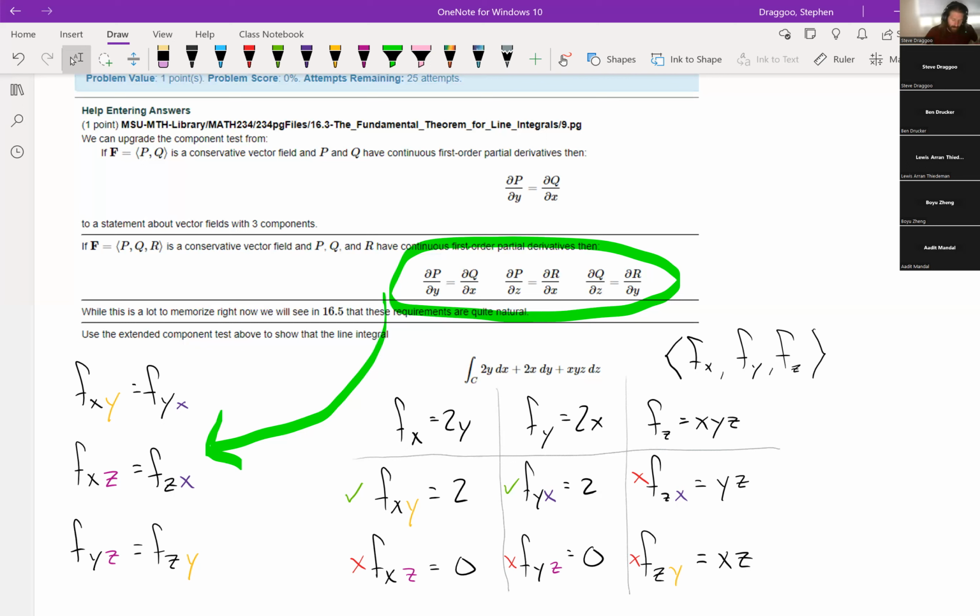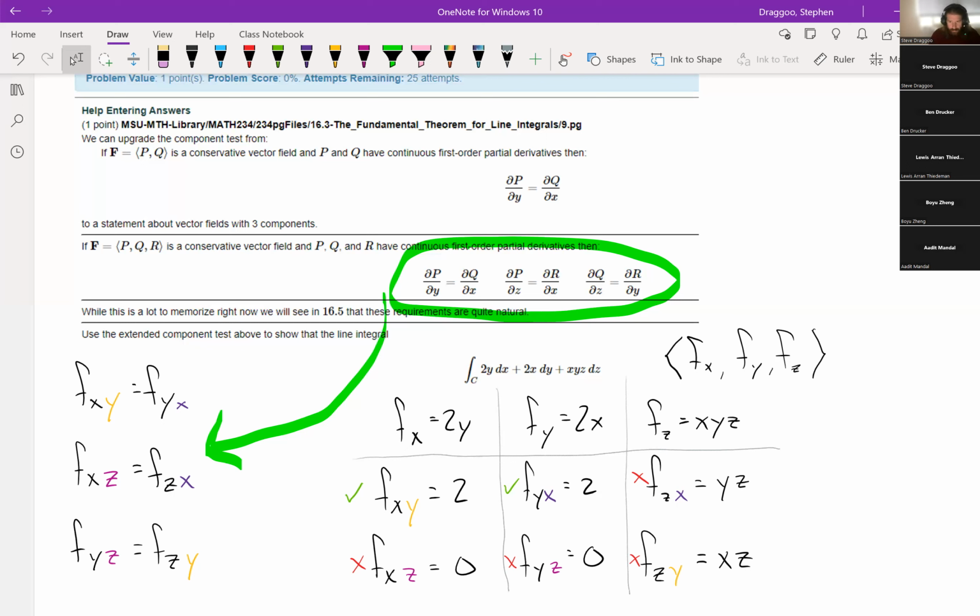And what we're going to do then is upgrade or upscale that 2-dimensional test to a 3-dimensional test. So what we have to do is just check all 3 mixed partial terms. In 2 dimensions, we've only got the one mixed partial term, x and y, but in 3 dimensions, we've got all 3 combinations of 2 variables. So we need to check the xy partial terms, we need to check the xz partial terms, and then we need to check the yz partial terms.